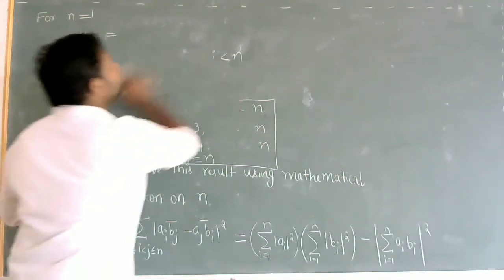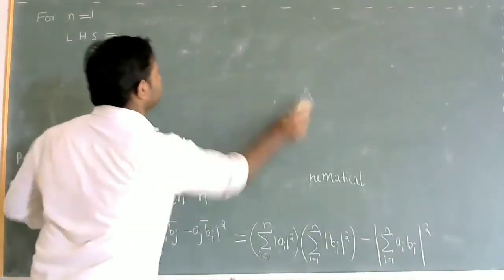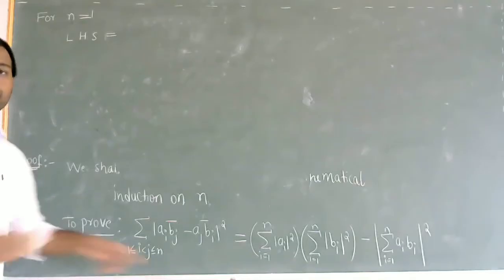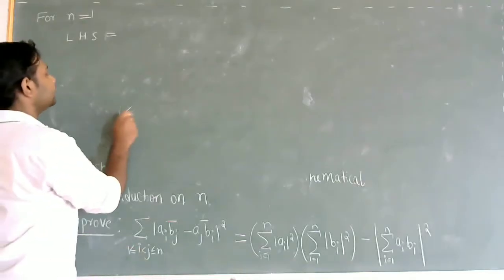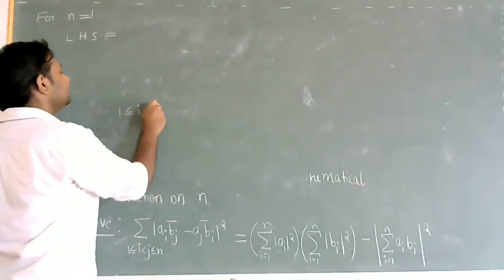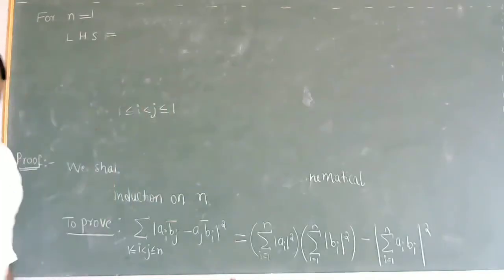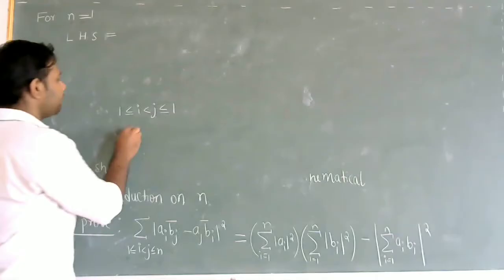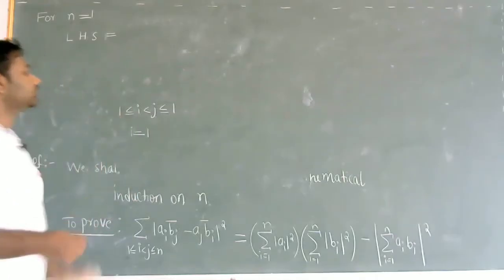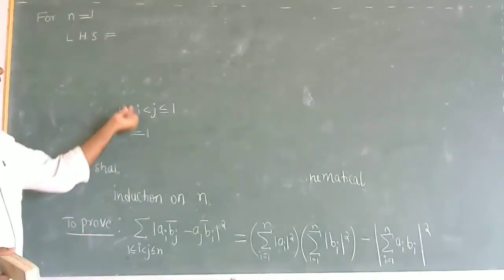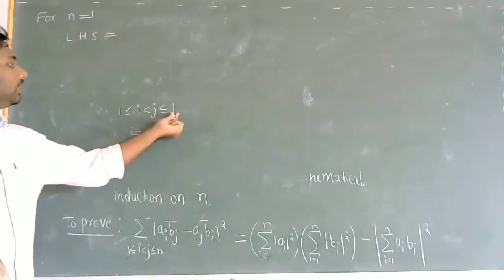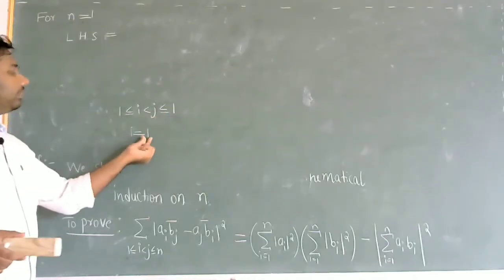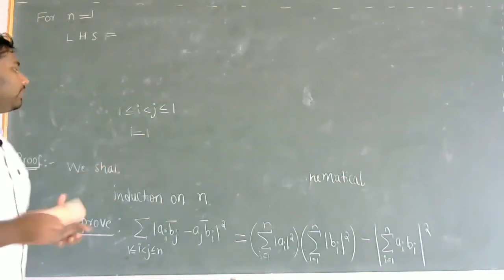Now I have to take n is equal to 1. Put n is equal to 1. That is, 1 is less than or equal to i, less than j, less than or equal to 1. If I put n is equal to 1, i can take one value. i is greater than or equal to 1 and the upper limit is also 1, so i is equal to 1.